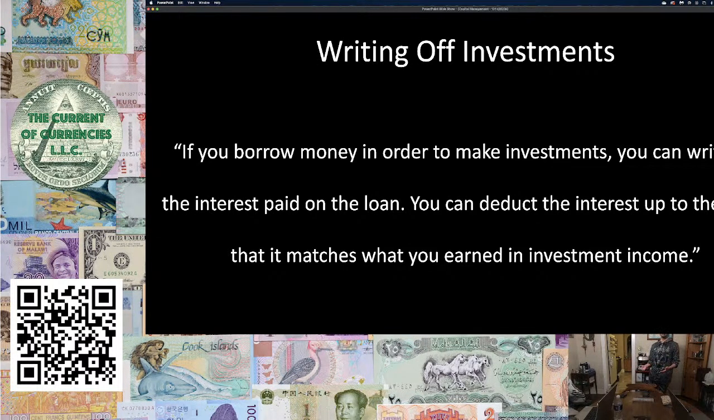So writing off investments, and this is my favorite because this is how I make most of my money. If you borrow money in order to make investments, you can write off the interest paid on the loan. You can deduct the interest up to the point that it matches what you earned in the investment income. And the amount of money that I spend on margin almost made me throw up.